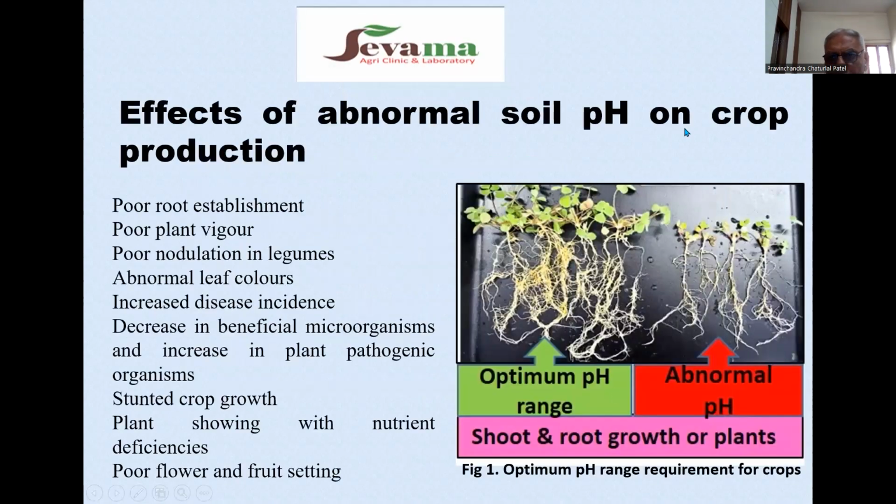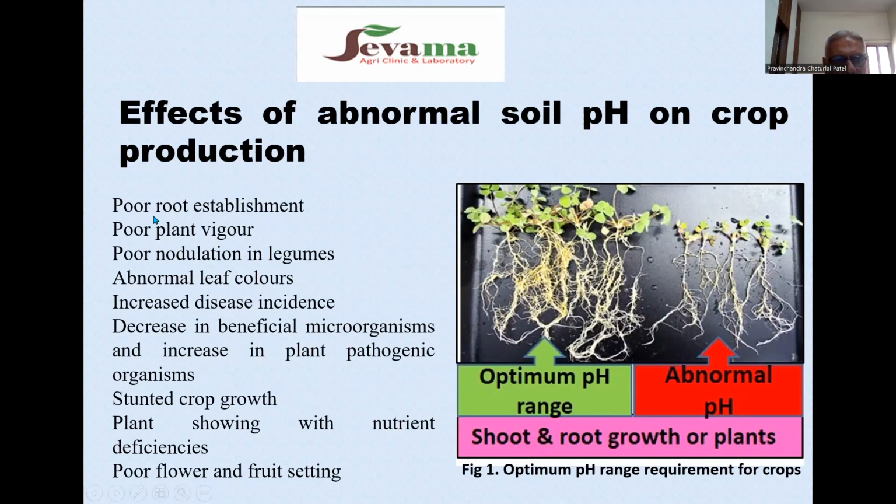Effect of abnormal soil pH on crop production. You can see that when there is an optimum pH range, then shoot and root growth of the plant is better as compared to the abnormal pH. Here again you can see the root biomass is higher in the optimum pH range, whereas in abnormal pH the plant growth and root biomass is lesser. So we have to maintain optimum soil pH.